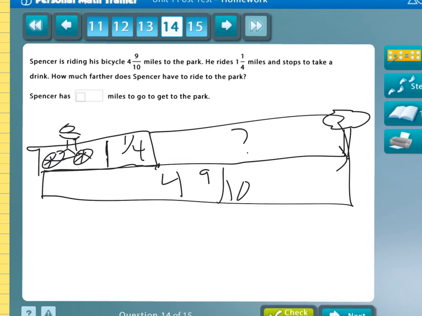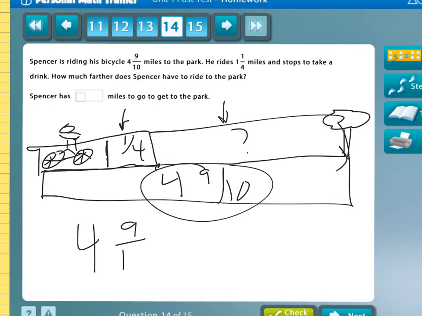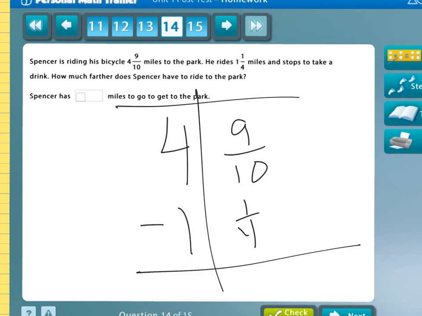So that's a part whole model. We know one part, we don't know the other part, but we know the whole. So if we take the whole, 4 9/10, and then we subtract the part he's already ridden, that will give us how much further he needs to go. So I'm going to go ahead and rewrite this problem vertically because I'm going to need to separate the wholes and parts.